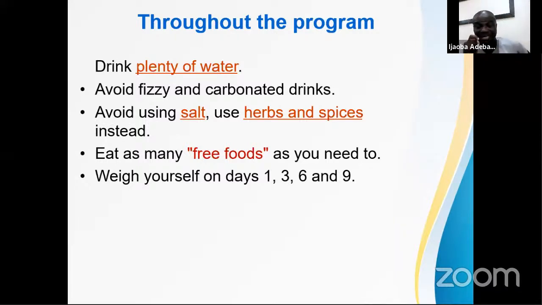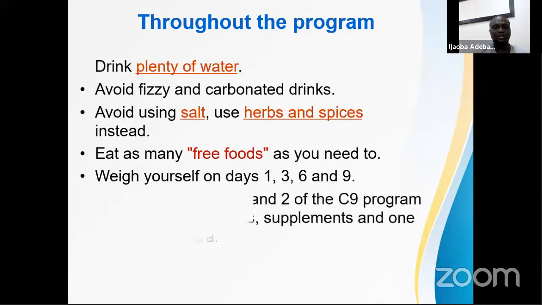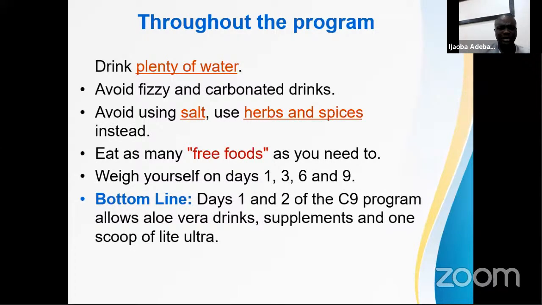Day three, rather, you need to weigh yourself because you've entered another phase. And with day 6 and day 9, so that you can ascertain and monitor your progress. Let me quickly say this, that during this weighing, you might notice some fluctuation in weight. Please continue up until day 9 and beyond. You get results. Let me just summarize what I've said. Day 1 and day 2 of the C9 program allows aloe vera drink, supplement, and 1 scoop of light ultra.